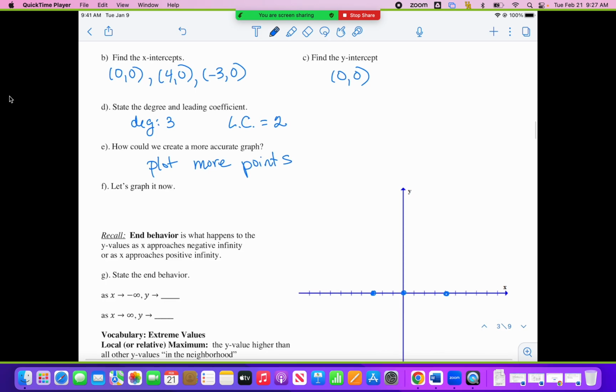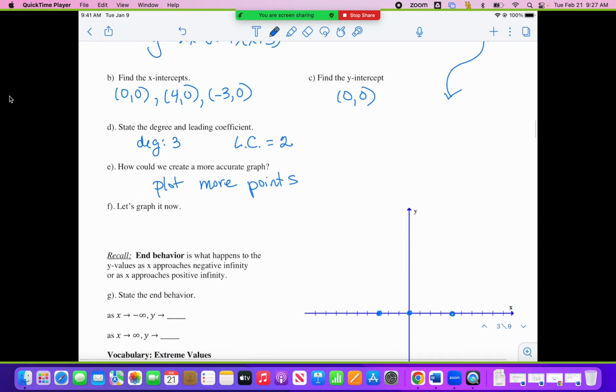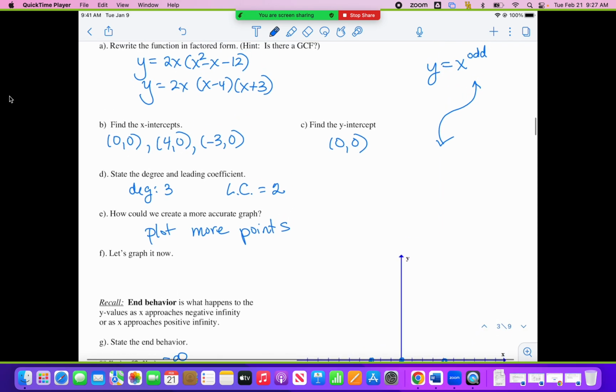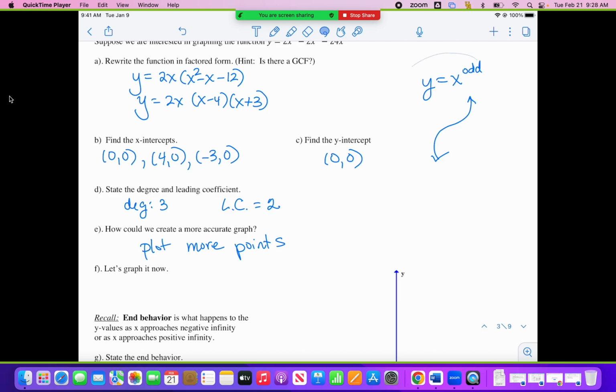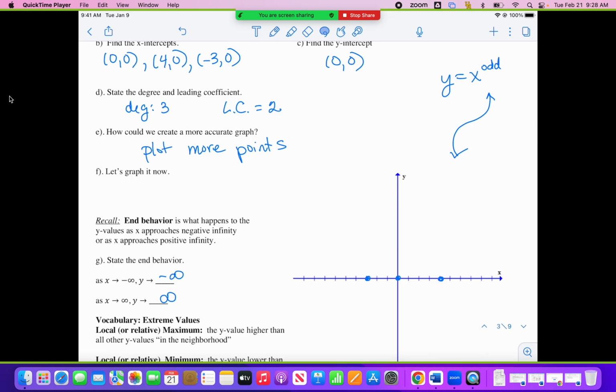Here's what I want you to do. Because I can't finish the graph until I know a little bit more, because this is y equals x to the odd, and it was positive out front, my end behavior is going to be as x goes to -infinity, y goes to -infinity. And as x goes to infinity, y goes to infinity. Because this is y equals x odd. All right, before I can finish this, this is where we're going to need our graphing calculators.